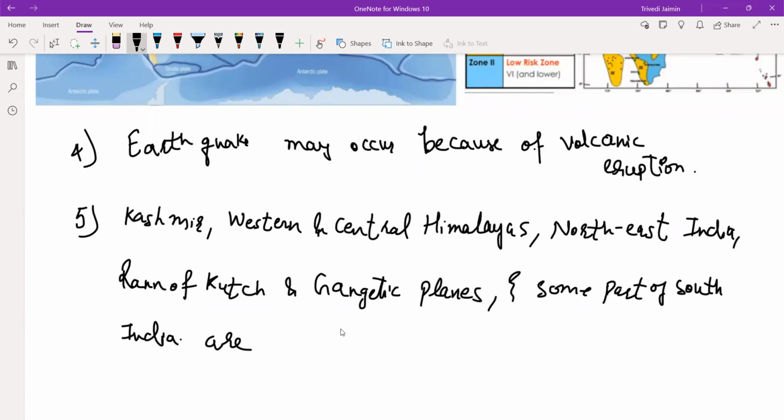Yeah. Sir, can we write mostly prone to earthquakes? Yeah. Earthquake prone zone. Sir, I'm writing mostly prone to earthquakes. No problem. Sir, what's the meaning of prone? They occur, or there are more. Occur, may not.